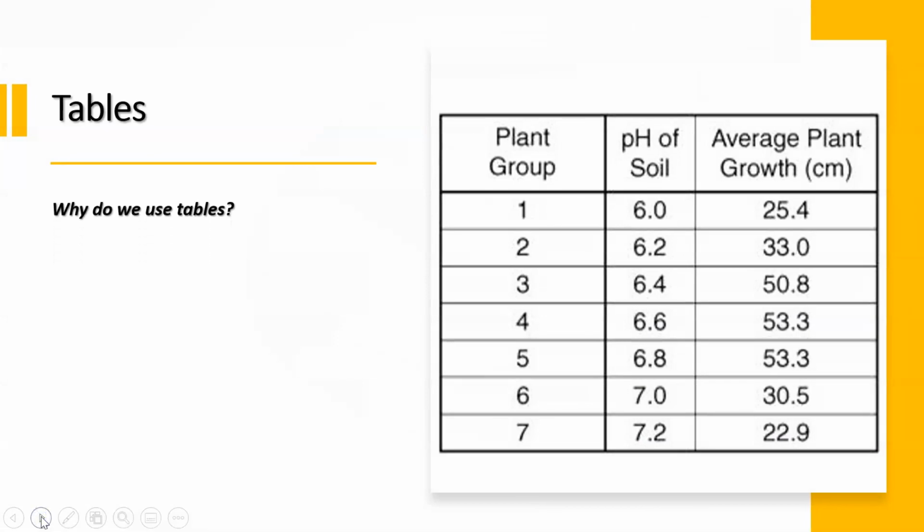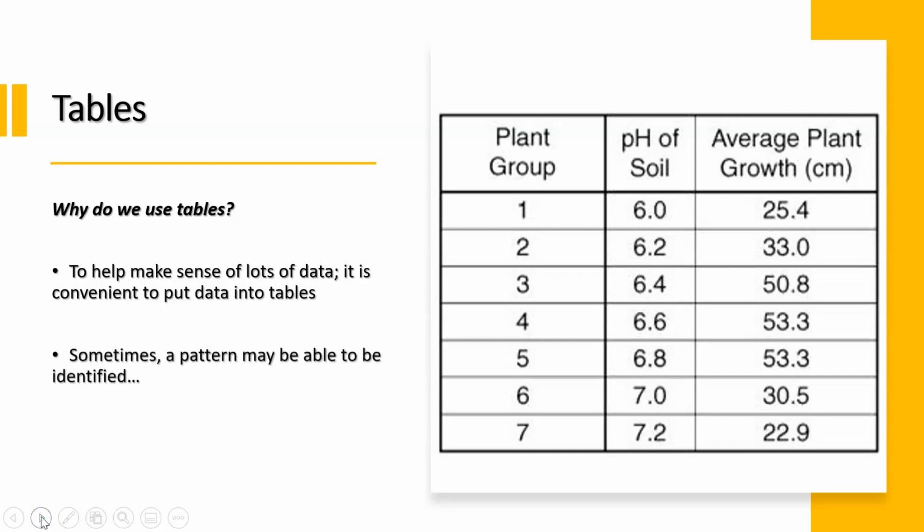So you can see a lovely table here looking at plant growth and pH of soil. So why do we use tables? Well, as I said, to help make sense of lots of data. It's a convenient way. You put all that information together, much better than having it spread on pieces of paper all over the place. Now, sometimes when looking at a table, you may be able to identify a pattern.